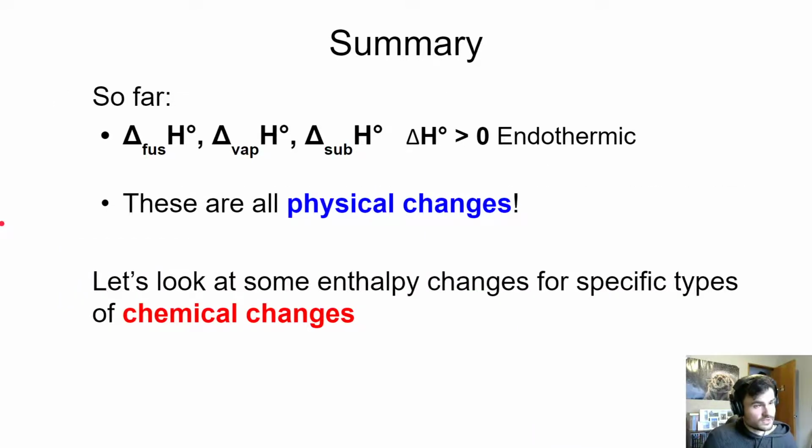So, summary of today's video. We've looked at the ΔH of fusion, which is going from a solid to a liquid, ΔH of vaporization, going from a liquid to a gas, and ΔH of sublimation, going from a solid to a gas. In all of these cases, the value for ΔH was greater than 0. Because it's greater than 0, it requires energy.